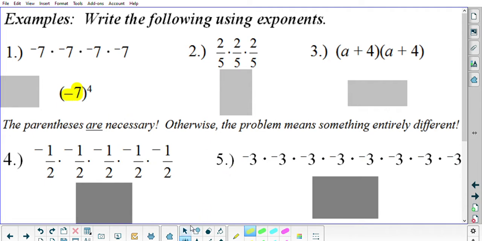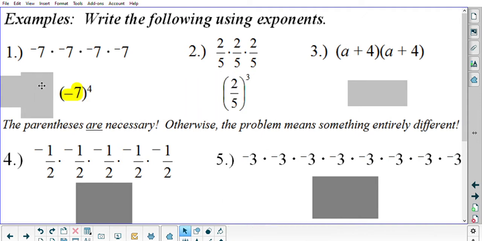I'll give you another example. Problem number 2, 2/5 times 2/5 times 2/5. I must put the 2/5 in parentheses and then put the power of 3 outside of the parentheses, because without the parentheses, only the numerator of 2 would be taken to the third power. So to mathematically show that the entire fraction of 2/5 is taken to the third power, I would have to put the fraction in parentheses and then put the third power on the outside.